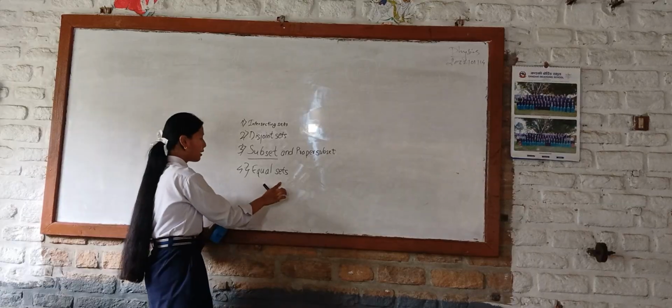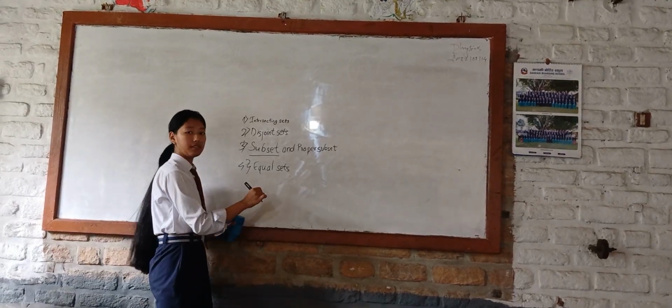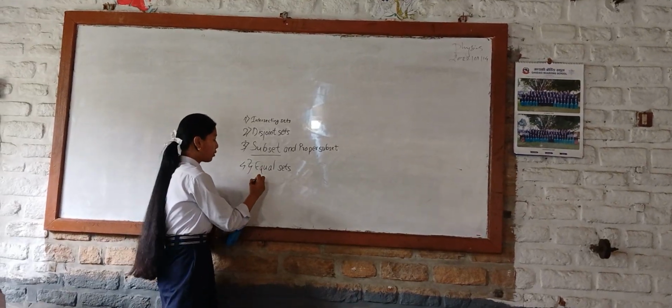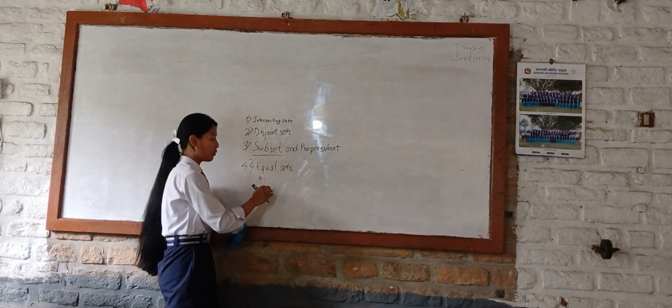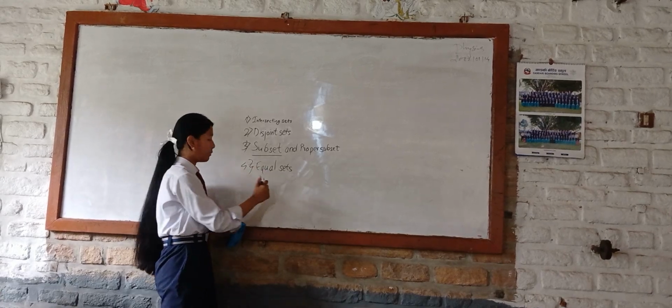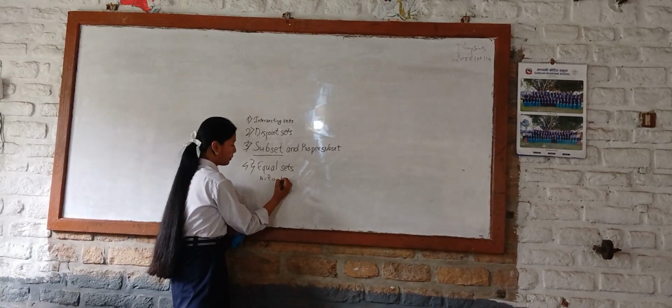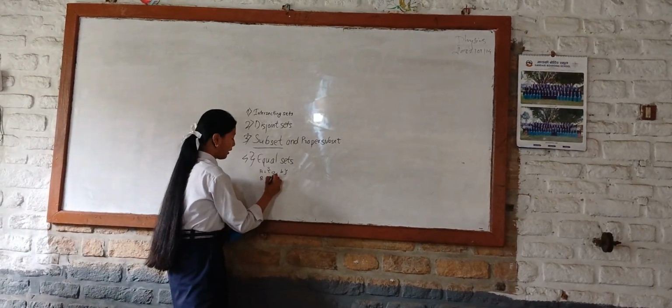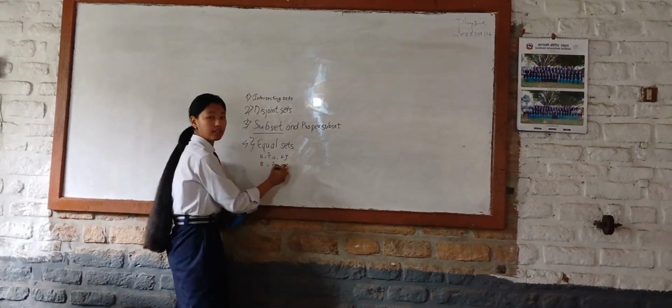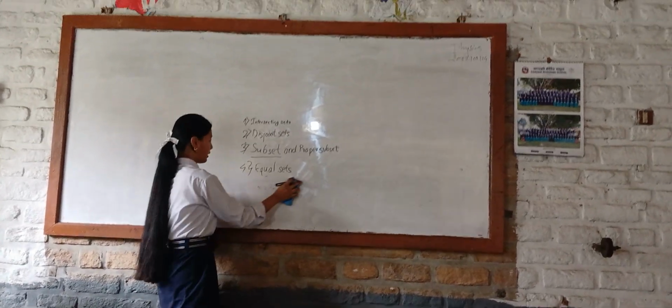About equal sets: it means the same elements. In both the sets there must be the same elements, like A and B, and here is A and B like this.